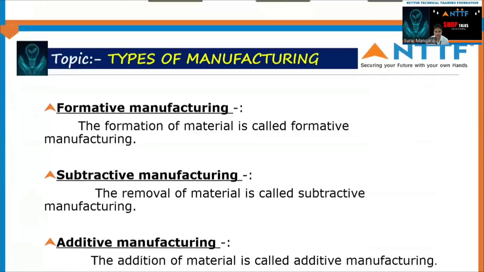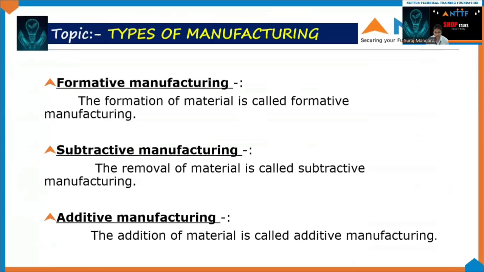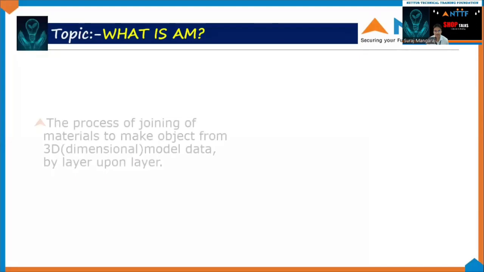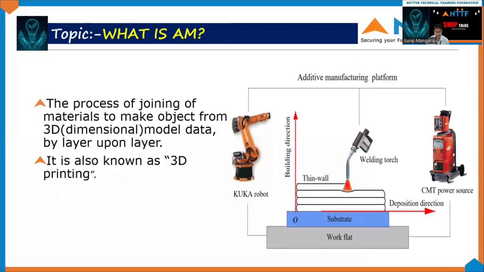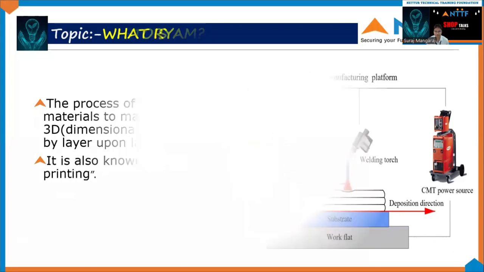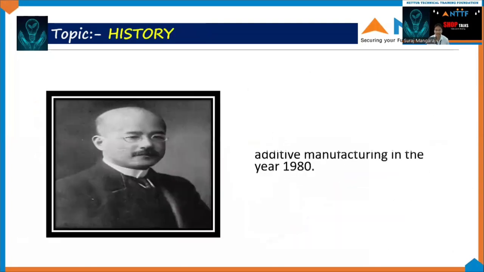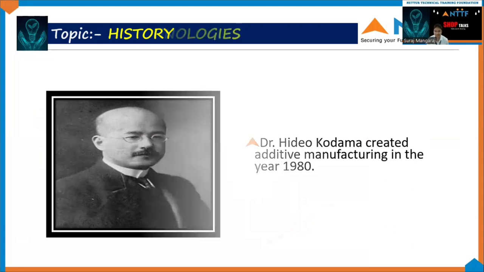Let us come to our next point. So these are the definitions that I have already told. Then what is AM? AM stands for additive manufacturing process. The process of joining material to make an object from 3D model data layer upon layer. It is also known as 3D printing or rapid prototyping. It is a very advanced technology. Next, history. Hideo Kodama created additive manufacturing in the year 1980.